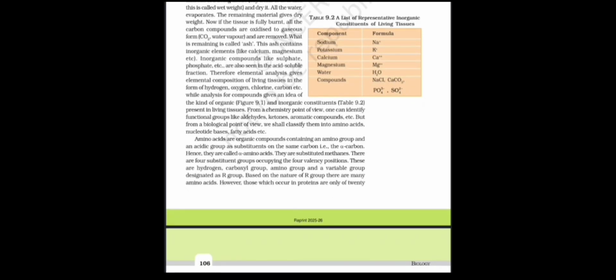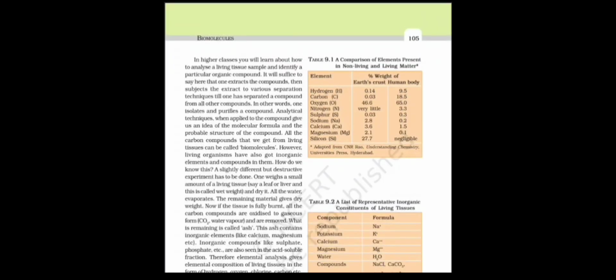While analysis for compounds gives an idea of the kind of organic, figure 9.1, and inorganic constituent, table 9.2, present in living tissue. From a chemistry point of view, one can identify functional groups like aldehyde, ketones, aromatic compounds, etc. But from a biological point of view, we shall classify them into amino acid, nucleotide bases, fatty acid. Table 9.1, a comparison of elements present in non-living and living matter.